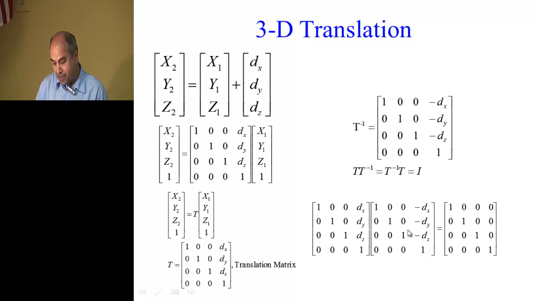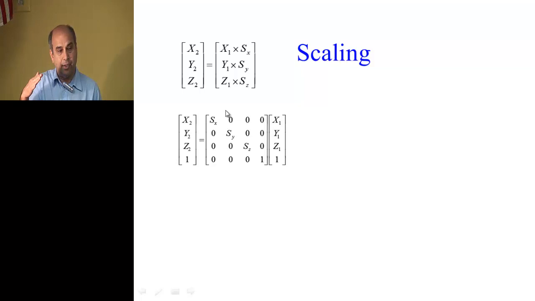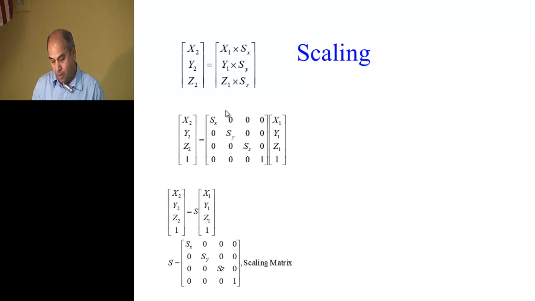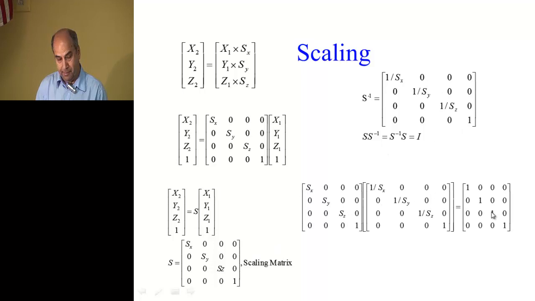And this is done here. So then the next thing is scaling, which is that you take x1, y1, z1, you multiply with the scale sx in x, sy in y, and sz in z, and you get a new location, x2, y2, z2. And for this also we can write down the scaling matrix. Now we'll have on the diagonal these scaling elements, Sx, Sy, Sz. Again a 4x4 matrix. And then we have the inverse of that, which is just 1 upon Sx, 1 upon Sy, 1 upon Sz. And if you multiply these two, you will get the identity matrix again. And you should verify that.